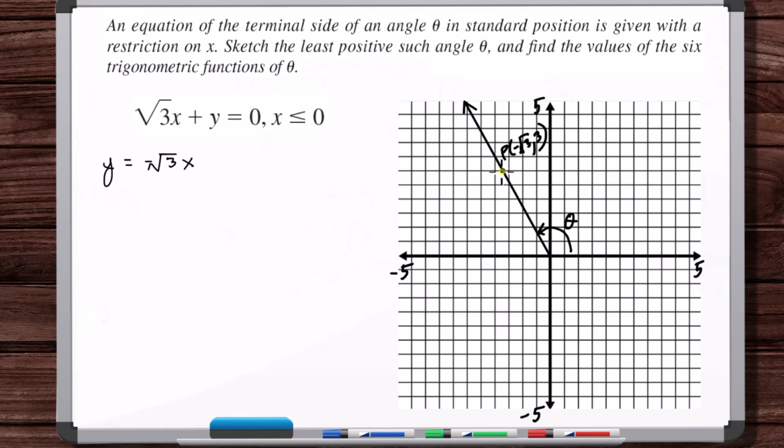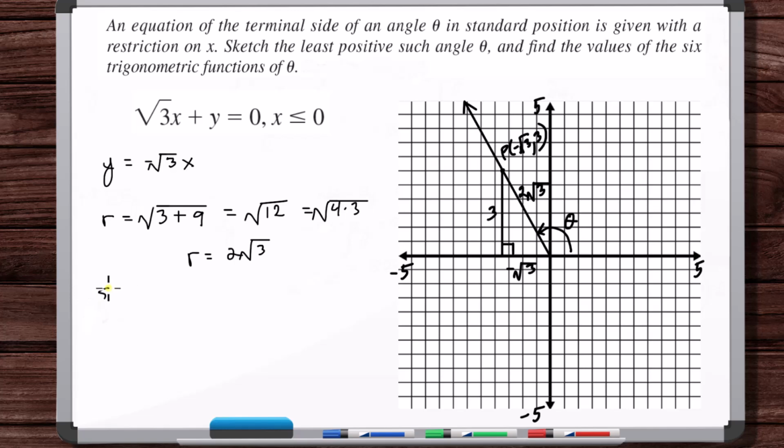Okay, let's create the right triangle. So we've got minus root 3 and then positive 3. Now what is the radius? So root 3 squared, or minus root 3 squared is 3, and then 3 squared is 9. So 12 is 4 times 3, so r is equal to 2 root 3.